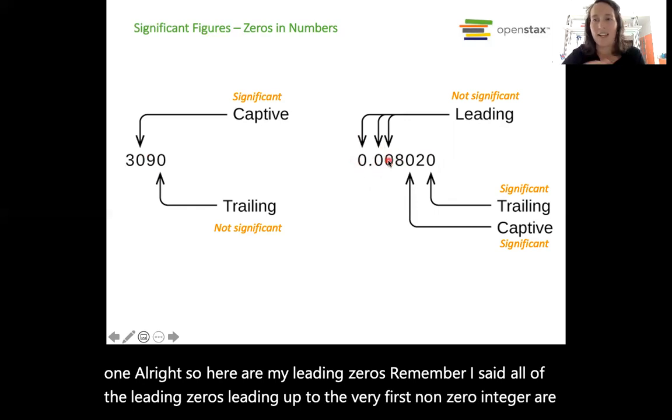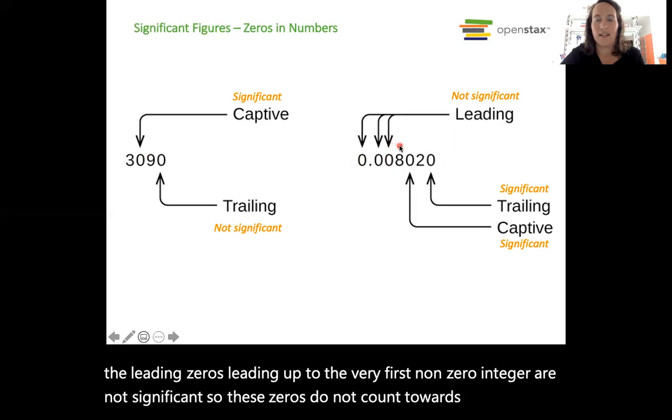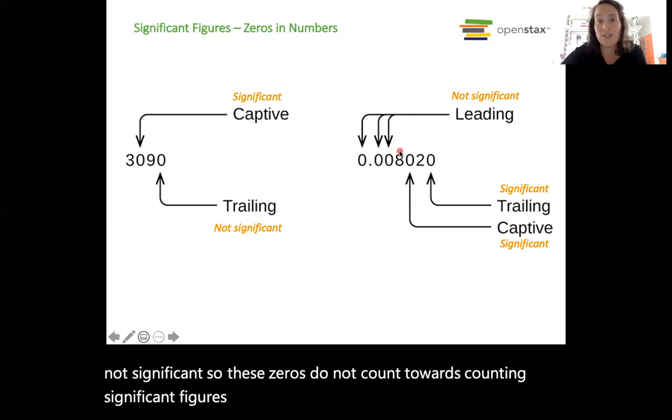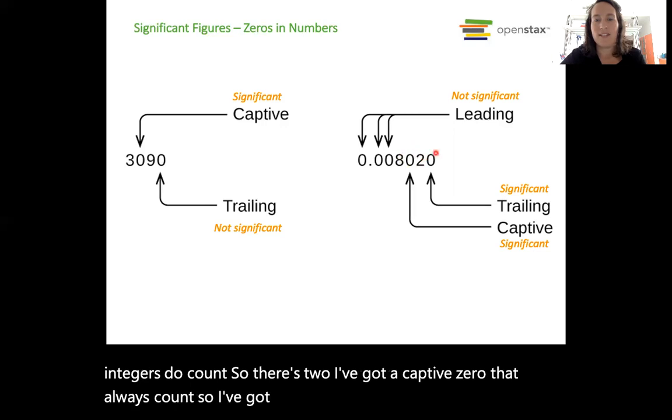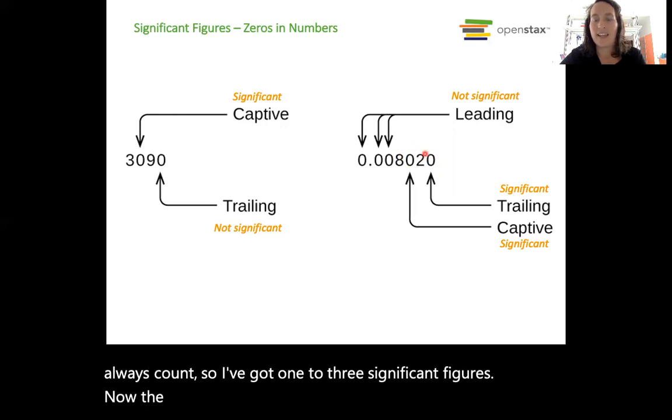So these zeros do not count towards counting significant figures. All non-zero integers do count, this 8 and this 2. So there's 2. I've got a captive 0. That always counts. So I've got 1, 2, 3 significant figures. Now the question is what about this trailing digit?